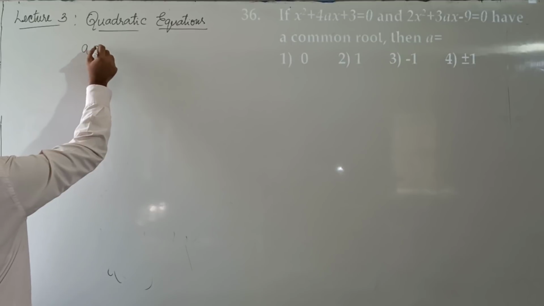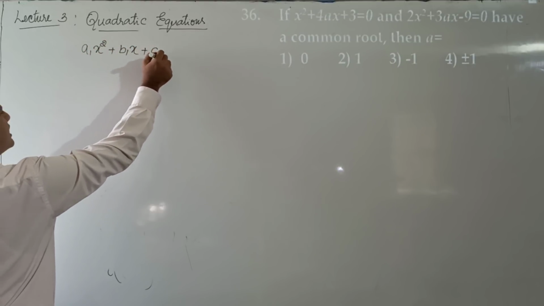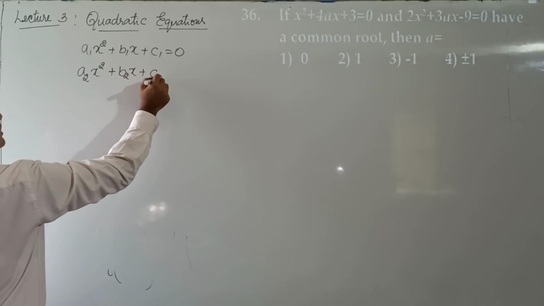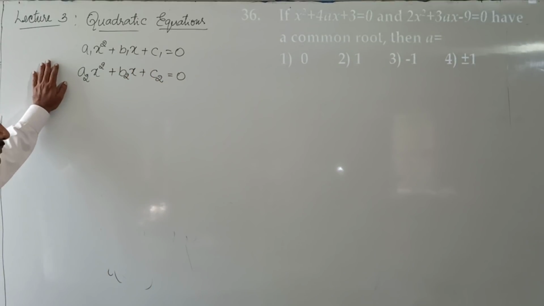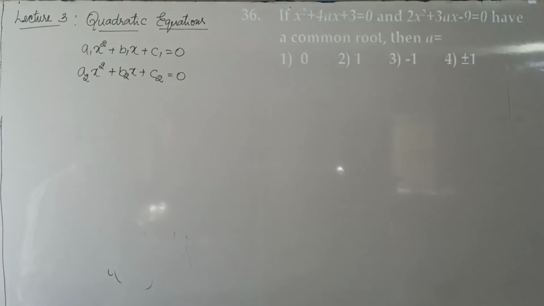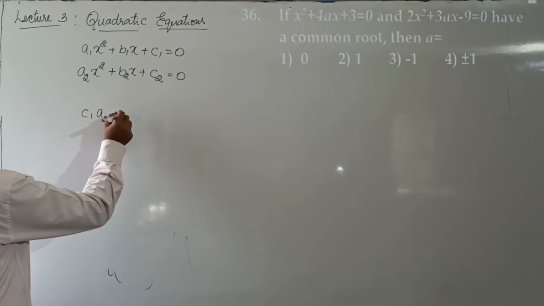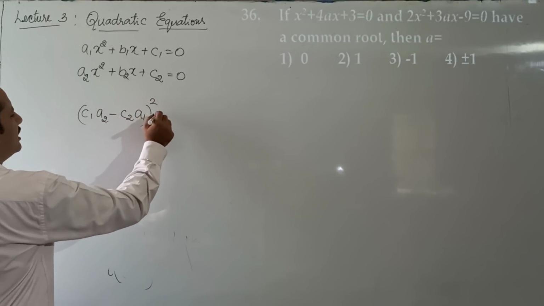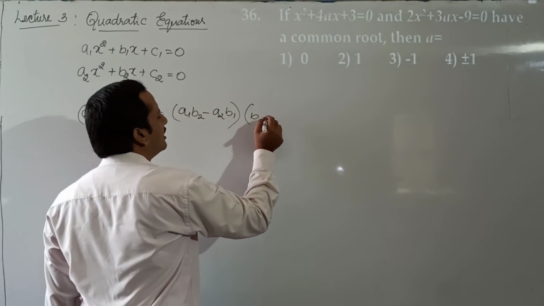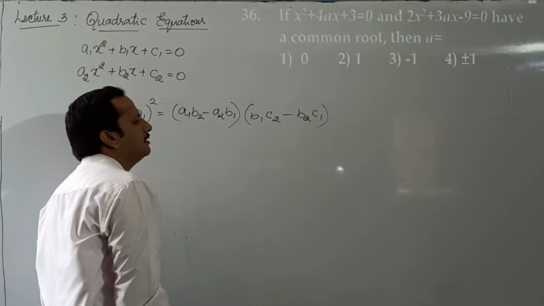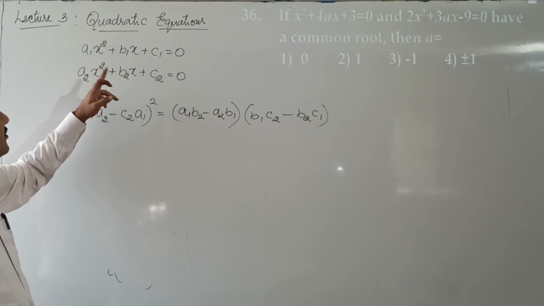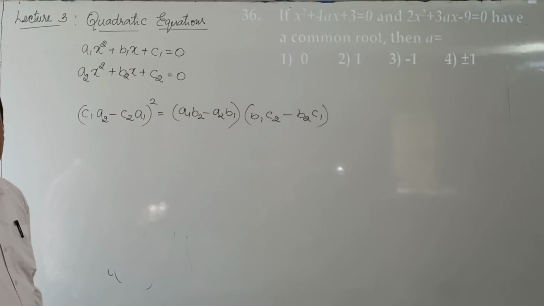Let me consider two equations. a1x square plus b1x plus c1 is equal to 0 is one equation. a2x square plus b2x plus c2 is equal to 0 is another quadratic equation. If these two equations have one root in common, then what is the condition? c1a2 minus c2a1 whole square is equal to a1b2 minus a2b1 into b1c2 minus b2c1. This formula you remember.